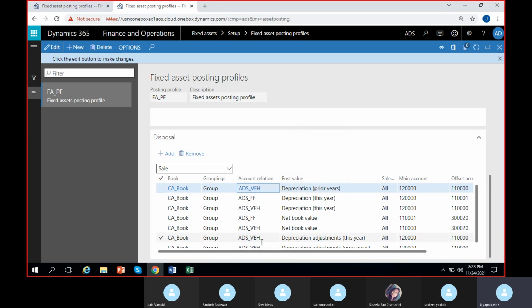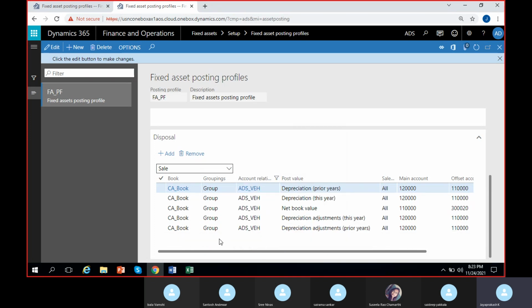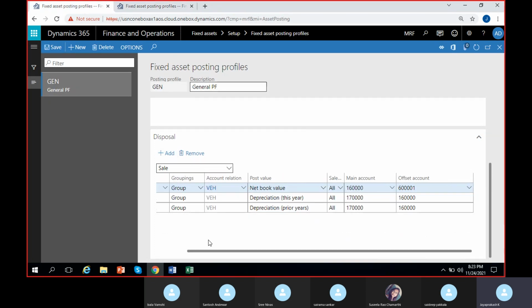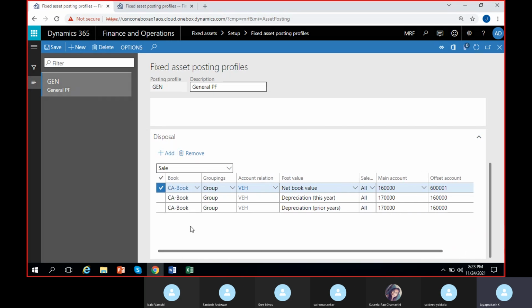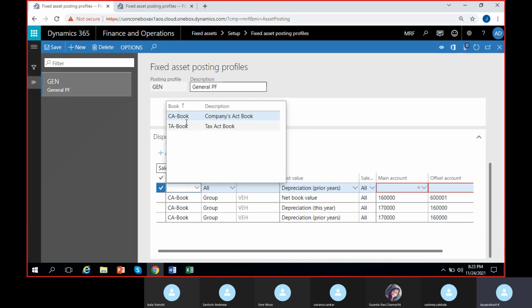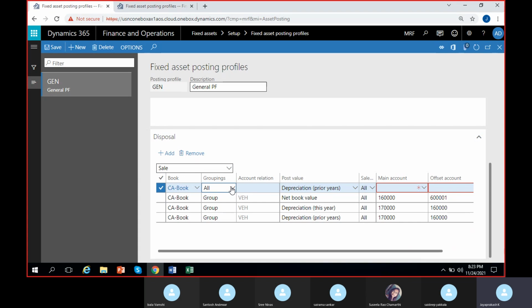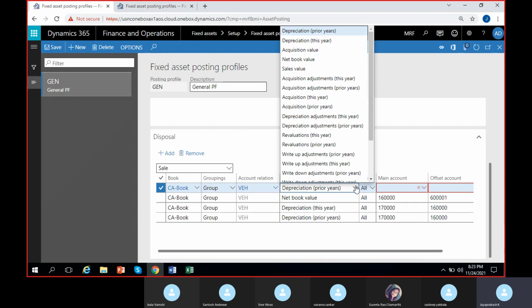Contains vehicles. Okay. So I gave depreciation adjustments also, because depreciation adjustments also fall into depreciation, right? So that also has to be reversed. Along with the net book value, I can give depreciation adjustments as well. I'll do the same here. I'll add one more, select Companies Act book, select group again, select vehicle, select.